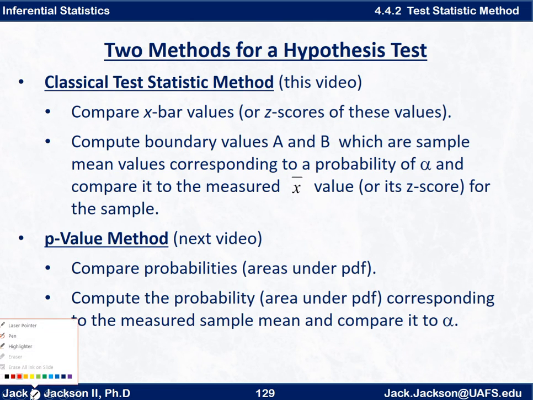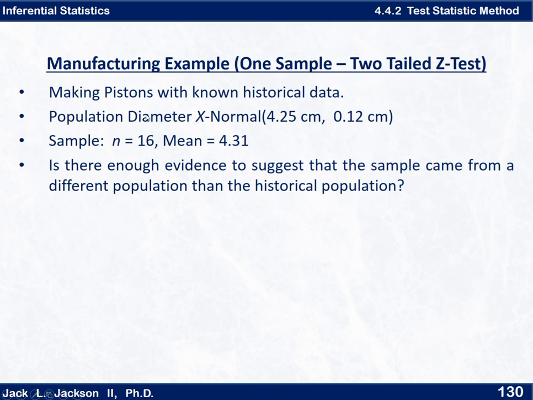All right, here's the setup. The setup for the problem is right here. We're making pistons with known historical data. The pistons individually are distributed normally with mean of 4.25 and standard deviation 0.12. At least that's been historically what's happening. We take a sample from what we think is this population, or it might be this population, of size 16. We find a mean of 4.31.